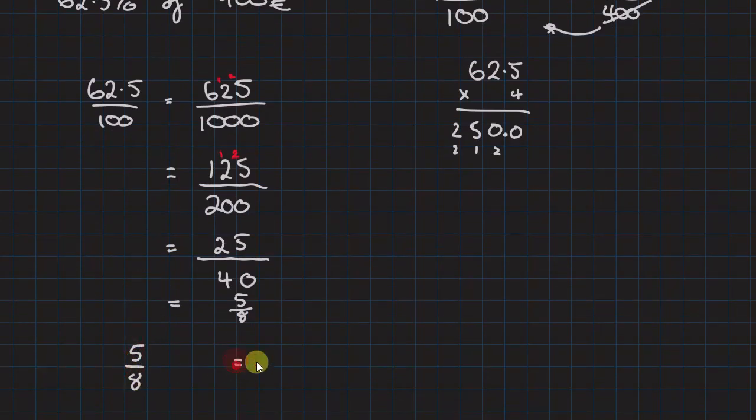5/8. Again, I can say x over 400. Bring it to the other side as I've multiplied by 400. And now I've got 5 over 8 times 400, and I recognise that 8 into 400, we all know, 8 goes into 400 50 times. 5 times 50, 250 euros.